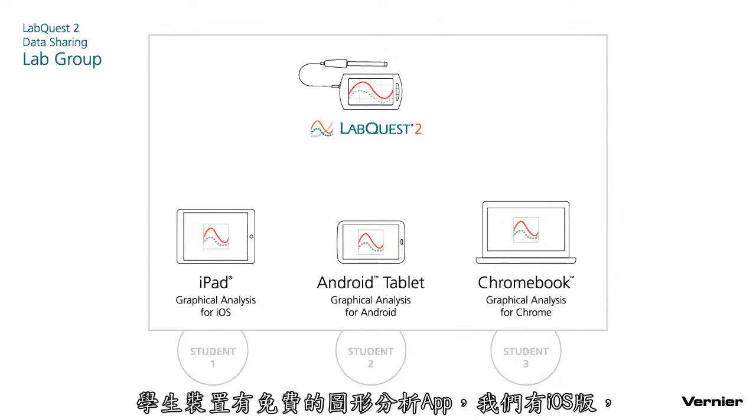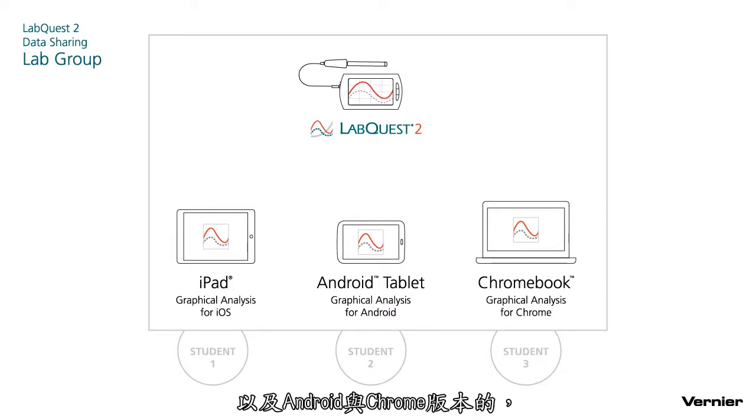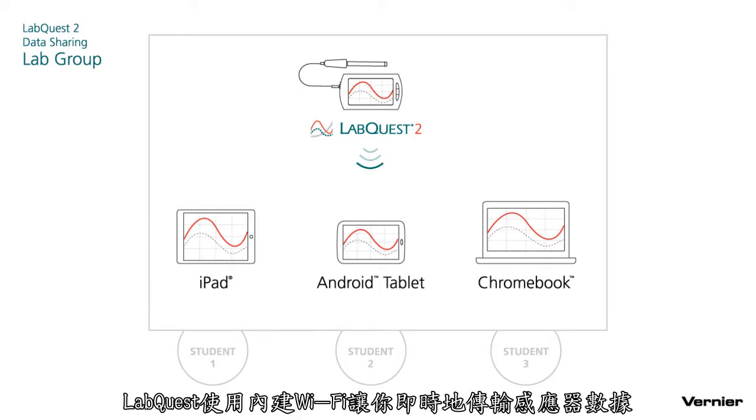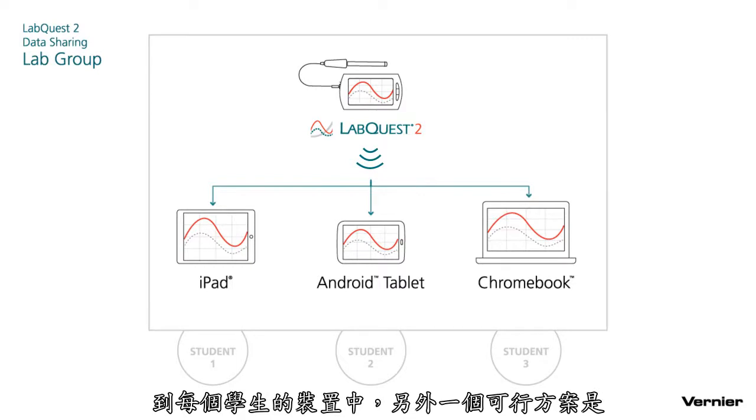On each student's device is the free Graphical Analysis app. We have Graphical Analysis for iOS, Graphical Analysis for Android, and Graphical Analysis for Chrome. All of these are free on their respective app stores. LabQuest uses its built-in Wi-Fi to let you send the data to each of the student devices in real time, while the data is collected from the sensors.